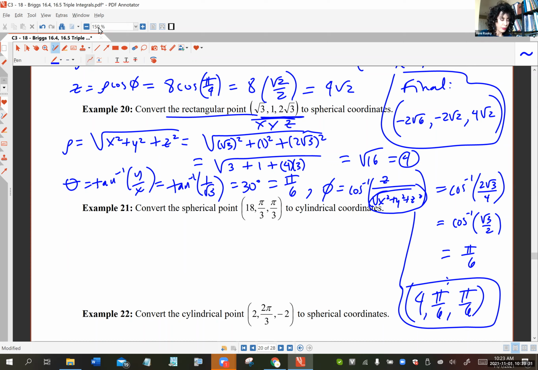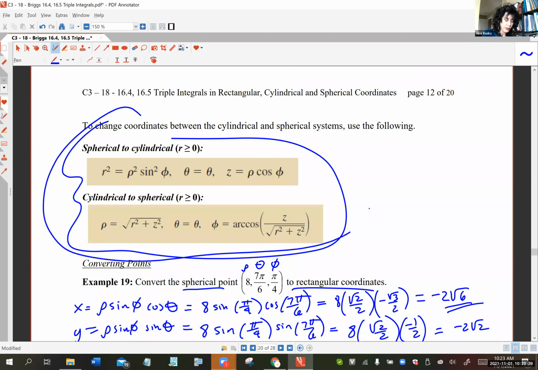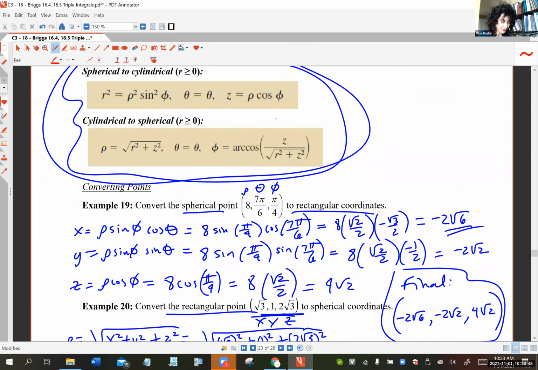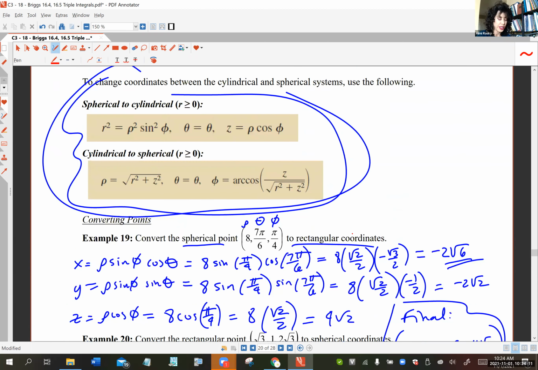So the next two examples are converting between cylindrical and spherical. If you're going to do that, then you want to use these formulas up here to help you get between spherical and cylindrical. Okay. They want us to convert the spherical point to cylindrical. That means they gave us rho, theta, and phi, and we need r, theta, and z. Now, good news, this theta that you see in spherical is the same theta that you have in cylindrical. So you don't need to do anything there.